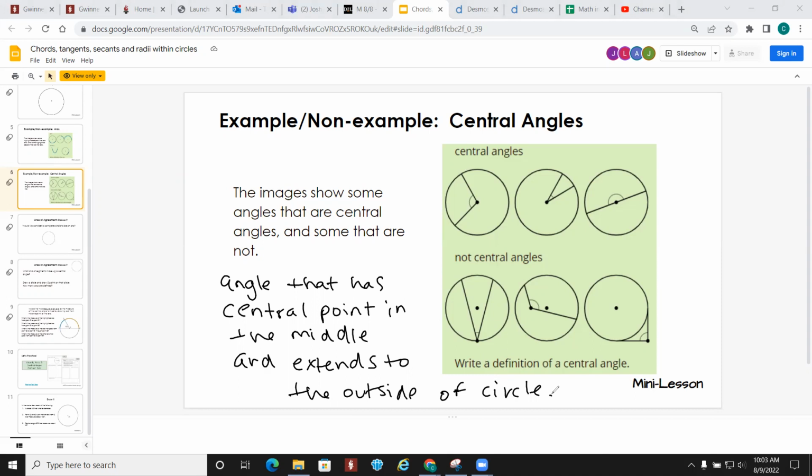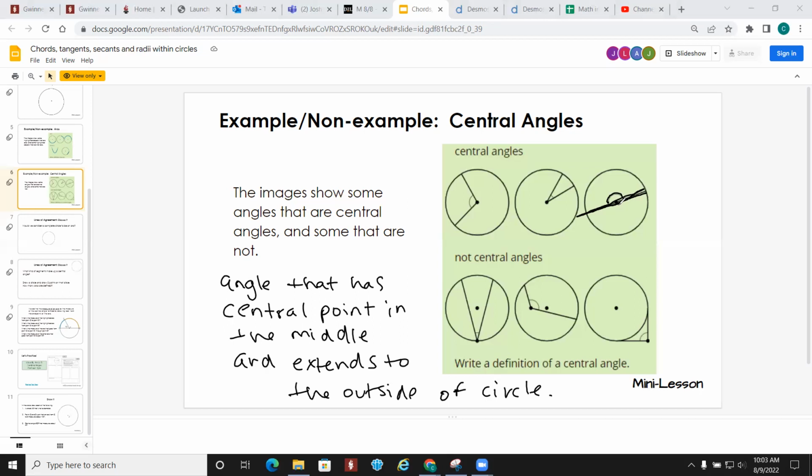Now, I want you to pay particular attention to this one. This is still a central angle. It looks like it's talking about the diameter, but you see how they have this little mark? It's a 180. There you go. That can still be a central angle.